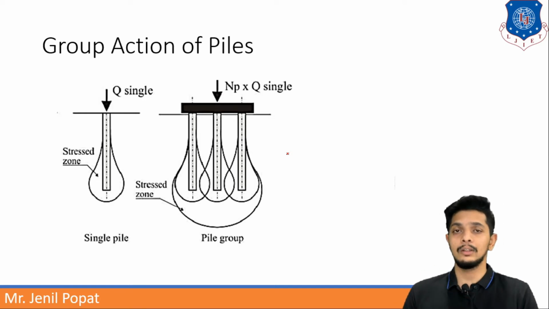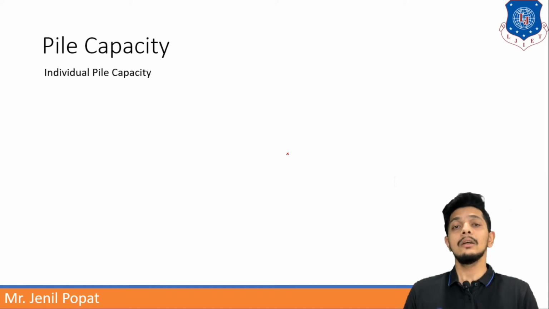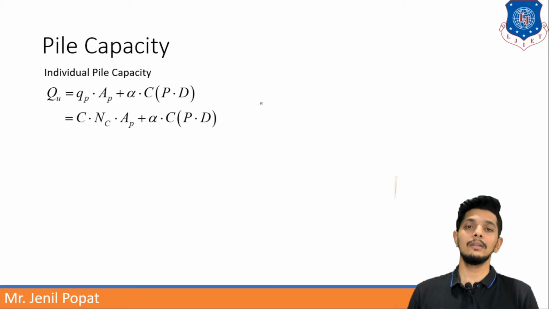Let us move further to see how to evaluate that. Pile capacity. First let us understand individual pile capacity. So Qu, the ultimate load carrying capacity, can be given as qp into Ap plus alpha into C into P into D. Here, small qp can be written as C into Nc. We have also discussed these things in the bearing capacity chapter, the previous chapter.